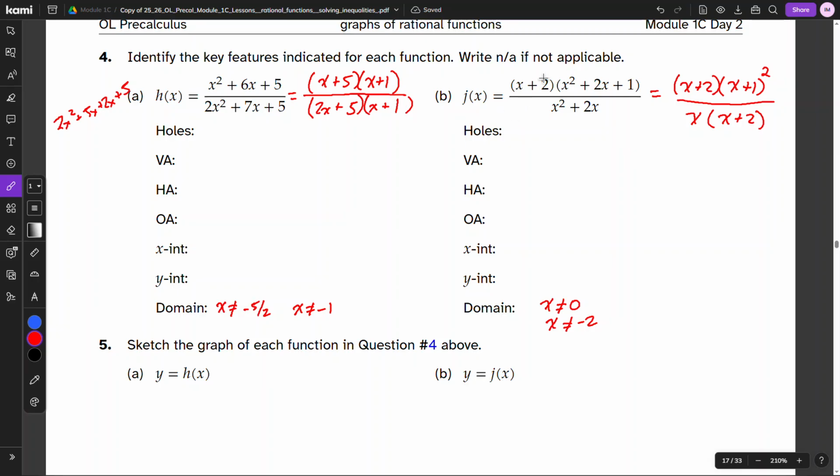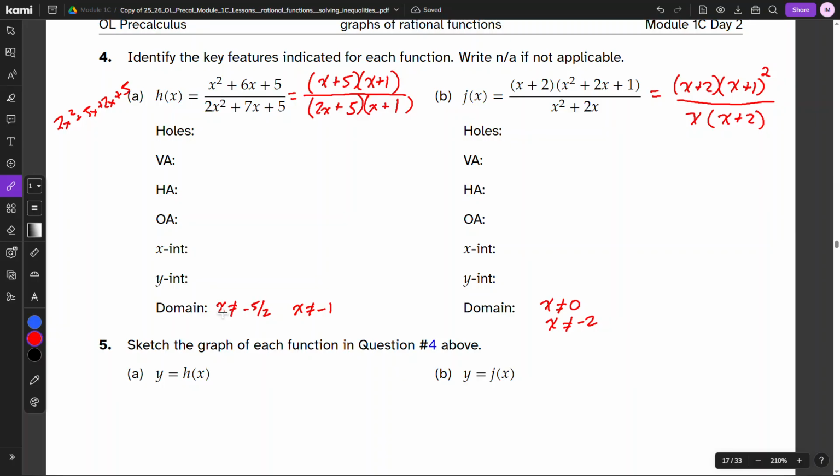Over here, we already have our x plus 2. x squared plus 2x plus 1 is x plus 1 quantity squared. In the denominator, I have a common x that I could factor out, and that's x times x plus 2. In that factored form, before I simplify, before I do anything, that gets my domain.